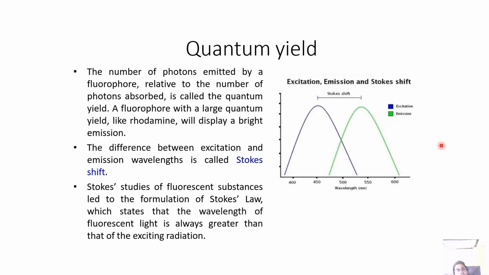Now the number of photons emitted by a fluorophore relative to the number of photons absorbed is called the quantum yield. A fluorophore with a large quantum yield, like rhodamine, will display a bright emission. The difference between excitation and emission wavelengths is called Stokes shift. Stokes' studies of fluorescent substances led to the formulation of Stokes' law, which states that the wavelength of fluorescent light is always greater than that of the exciting radiation.